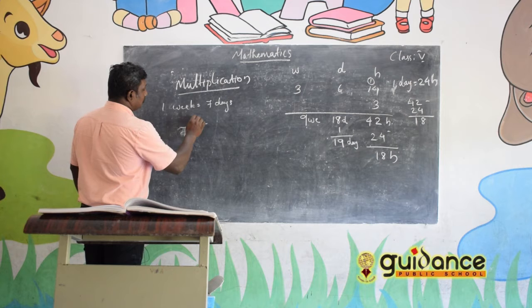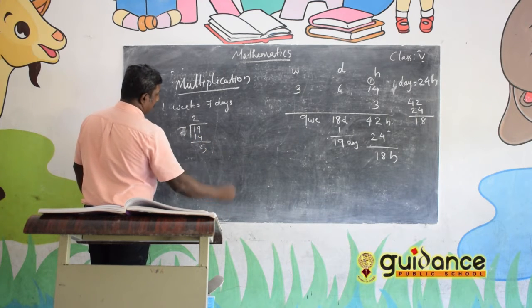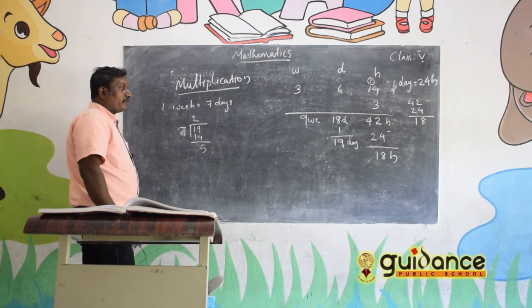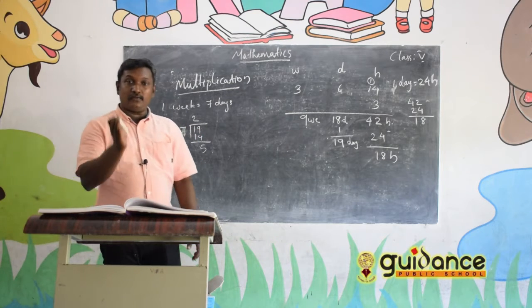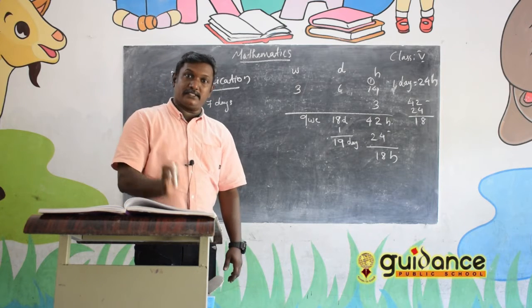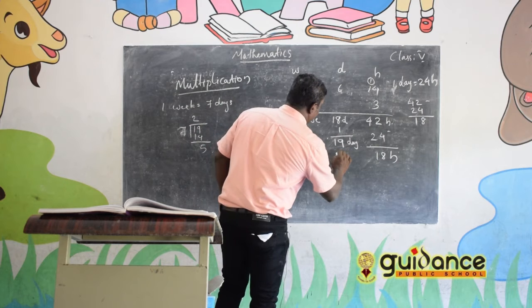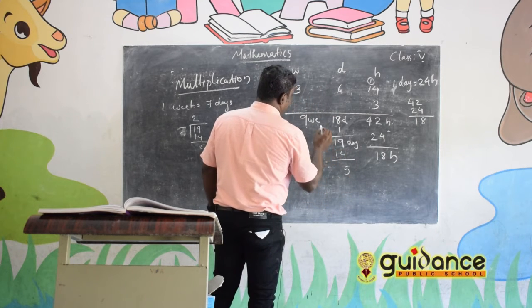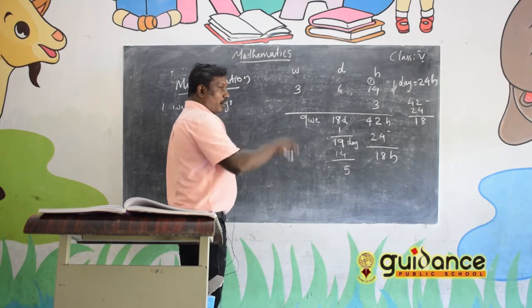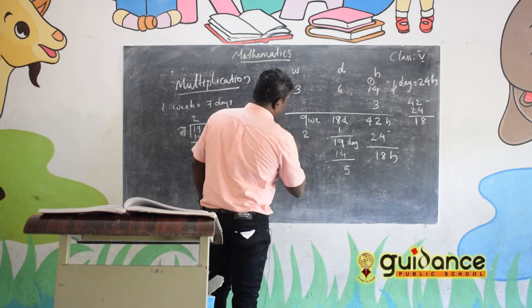2. 2 7s are 14. The remainder is 5. So how many weeks can we take from 19? We divided by 7 because we know that 1 week consists of 7 days. So we consider 2 weeks from there. Then we subtract 14 from 19, which is 5. So 2 weeks we got from 19 days.